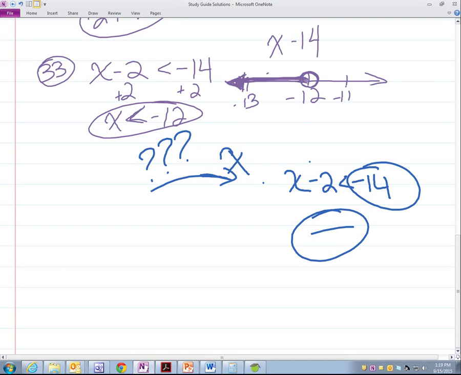Wait, what do you say? Oh, I understand what you're saying. I think I know what he's asking. Oh, I think I know what you're trying to ask. Are you asking for every value of x? Is every value of x going to be negative in this situation?